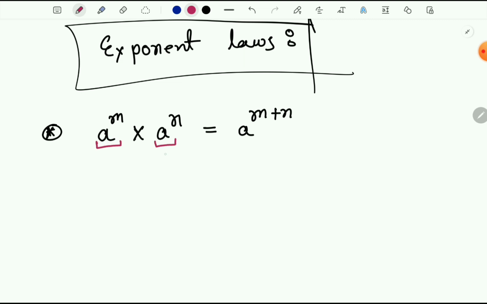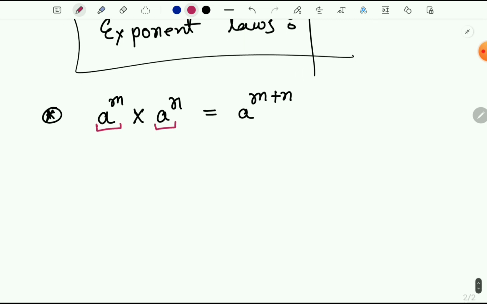Simply, we can have an example: 2 power 3 multiplied by 2 power 4, we can write 2 power 3 plus 4, which is 2 power 7. So this is our answer.